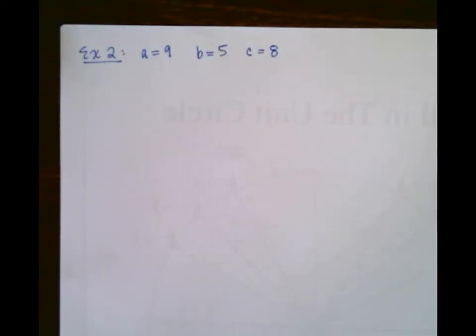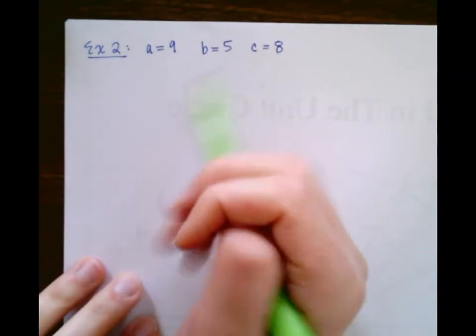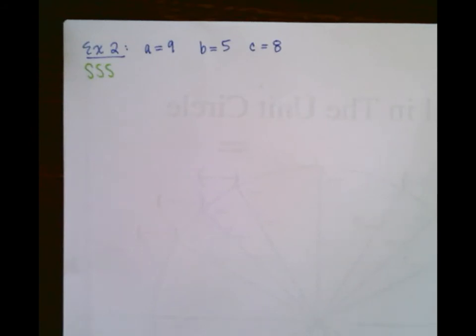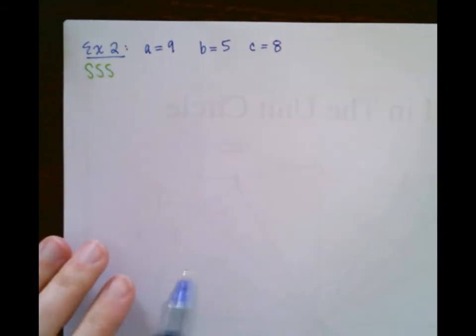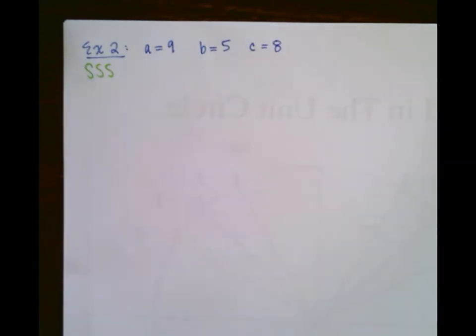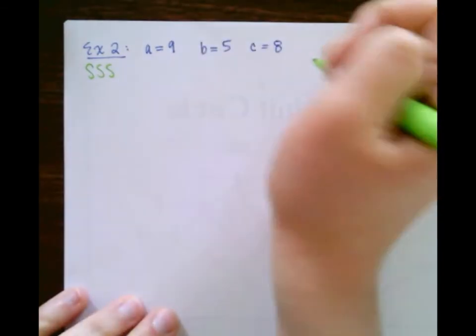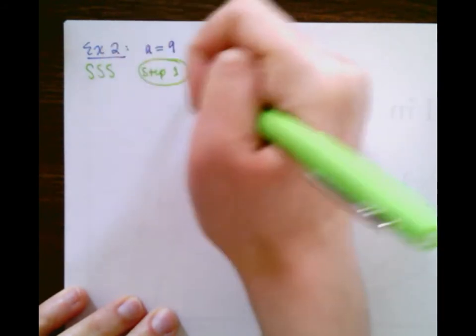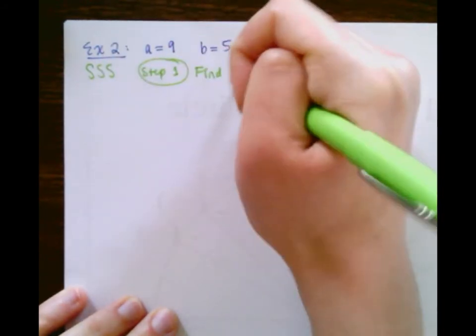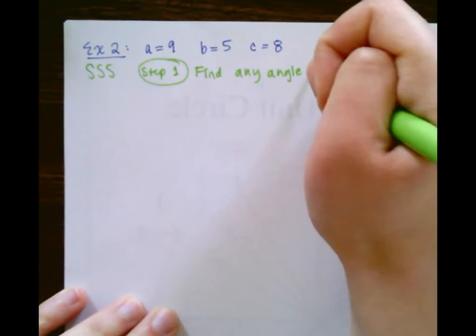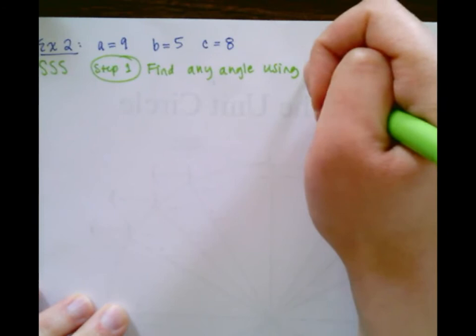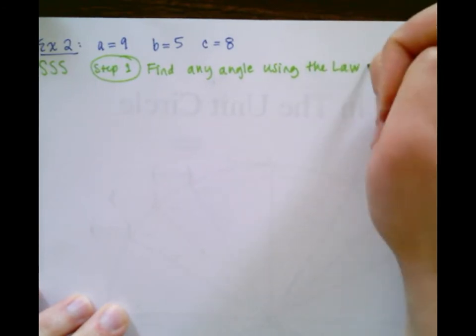So here's my example 2. I'm giving you all the little letters, which is side, side, side. So our process looks a little different now that we're trying to find an angle instead of a side to start. So now our first step would be we need to find any one of these angles. It doesn't matter which angle we start by finding, but we're going to say step 1, find any angle using the law of cosines, my bad.